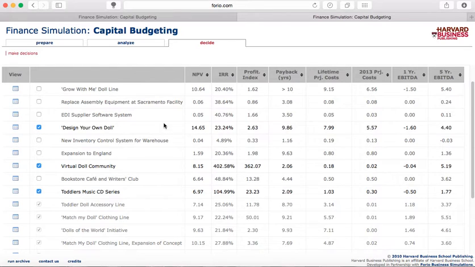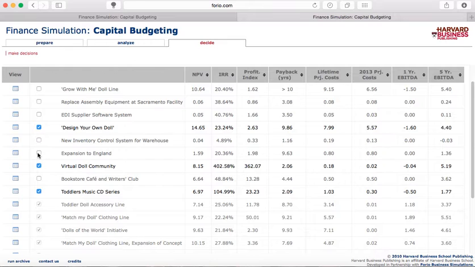So we're going to select Design Your Own Doll. Not quite a 10-year payback period, so feeling a little more comfortable with that decision, but it looks like our costs and things like that are still good. Lower than the Grow With Me doll line.